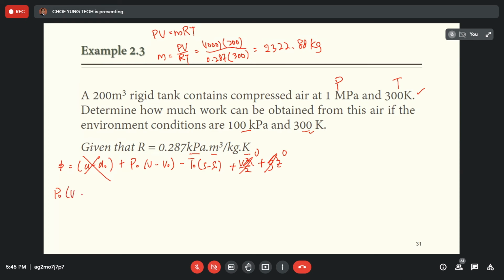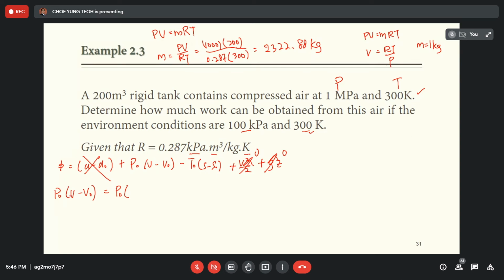P0 (V minus V0). Okay, so P0 is the pressure of the surrounding. I have it, 100 kilopascal, so I don't need to do anything. But the volume and the volume of the surrounding is an issue. I don't know, but I know that PV equals mRT. So let's say we calculate per unit mass. Mass is 1 kg. I will just take mass as 1 kg first. After that, we get the total exergy per unit kg, and then we only multiply with the mass that we get just now. So if m equals 1 kg, I can get V equal to RT over P.